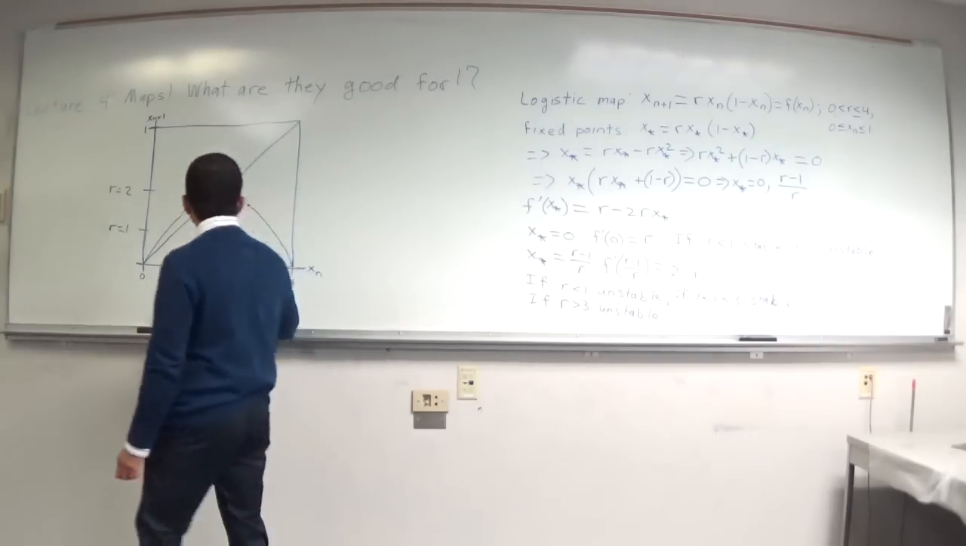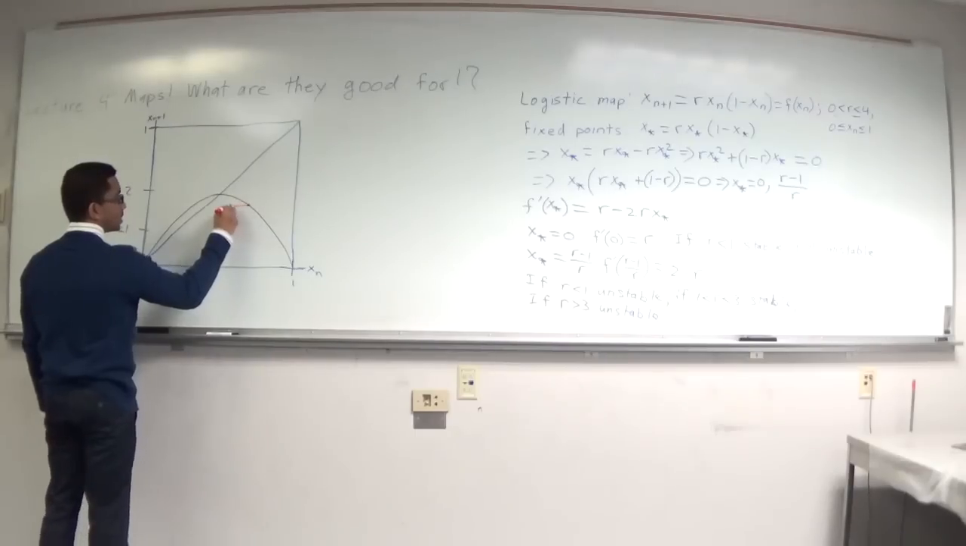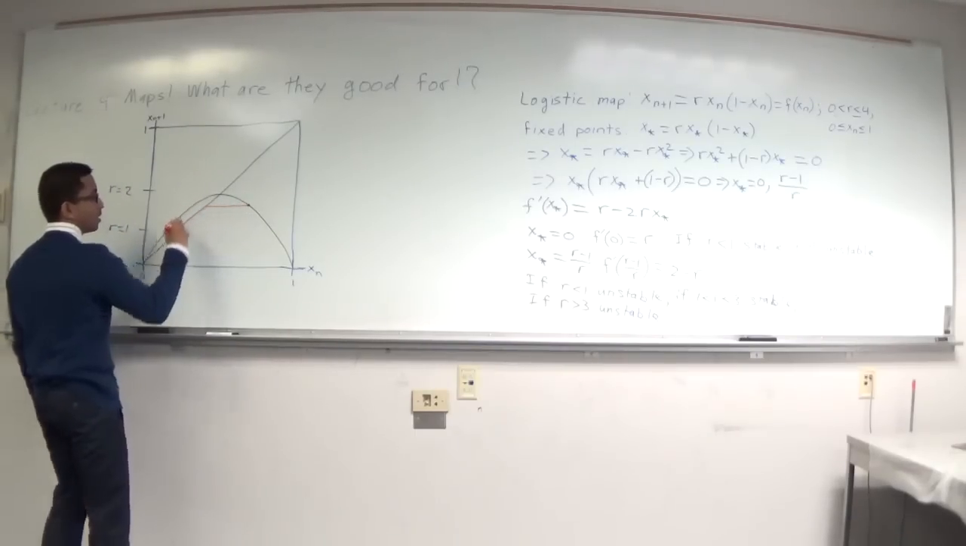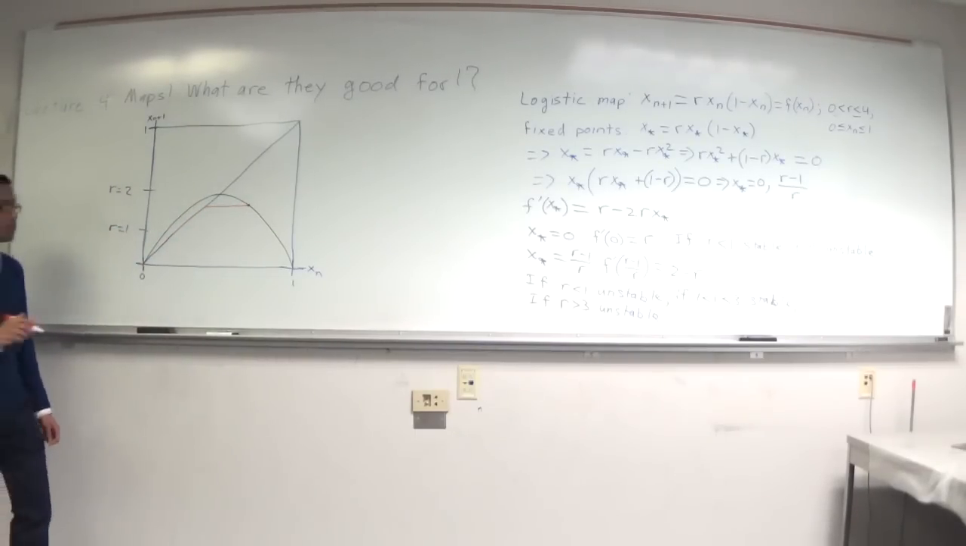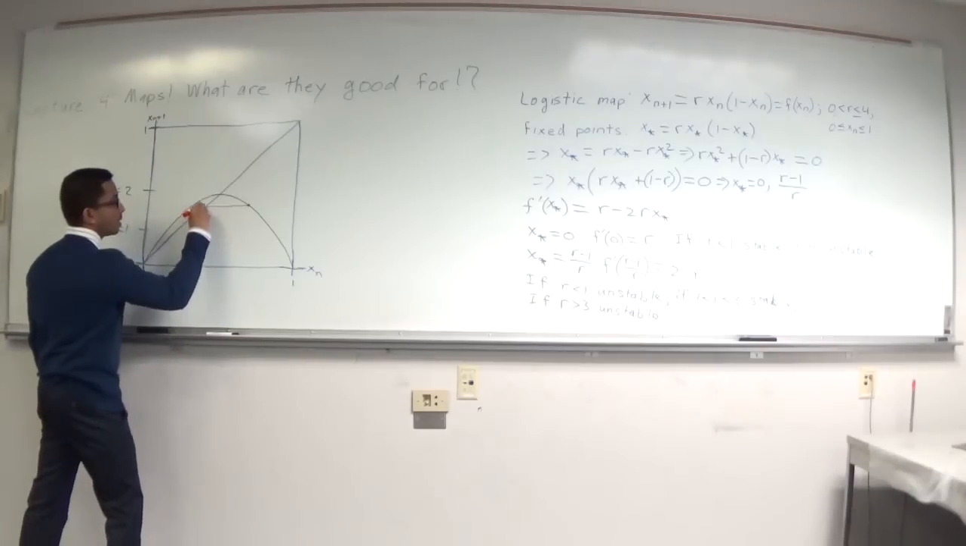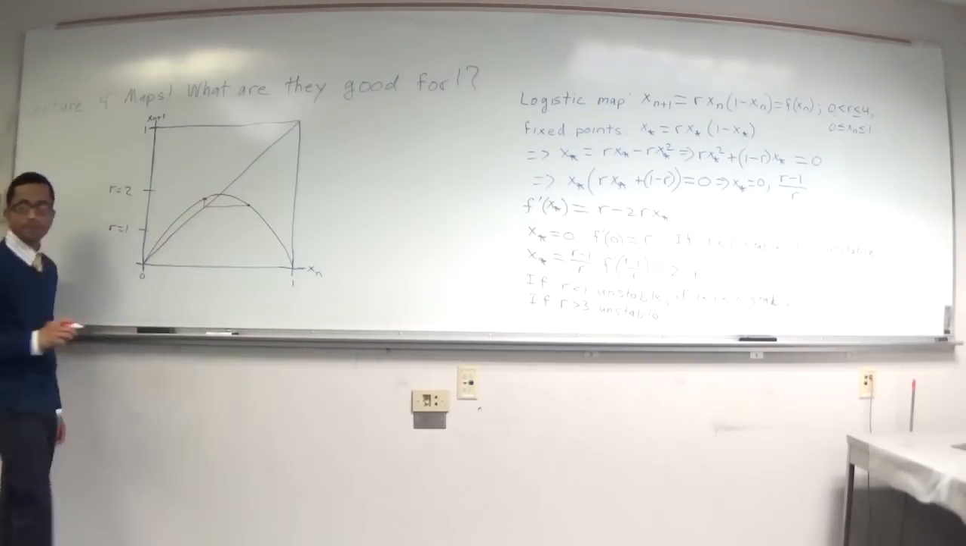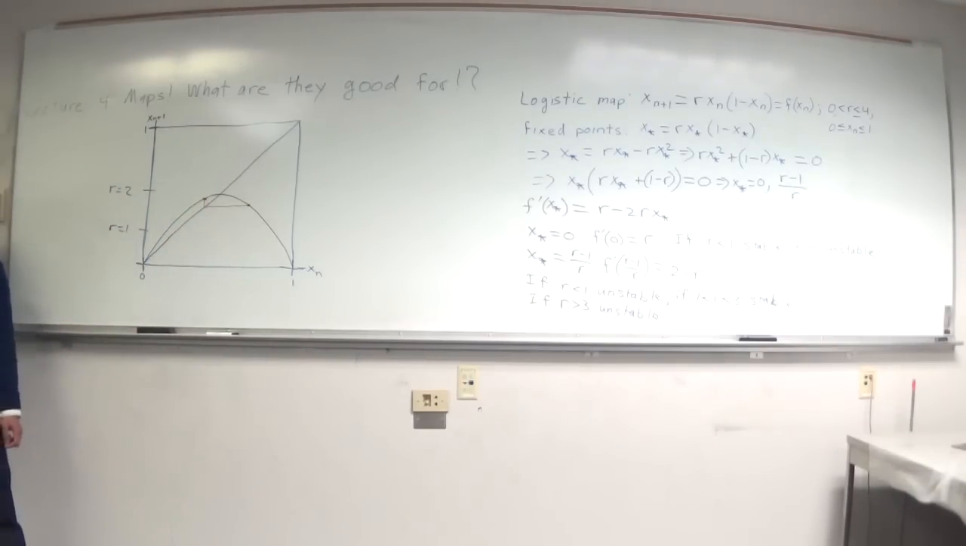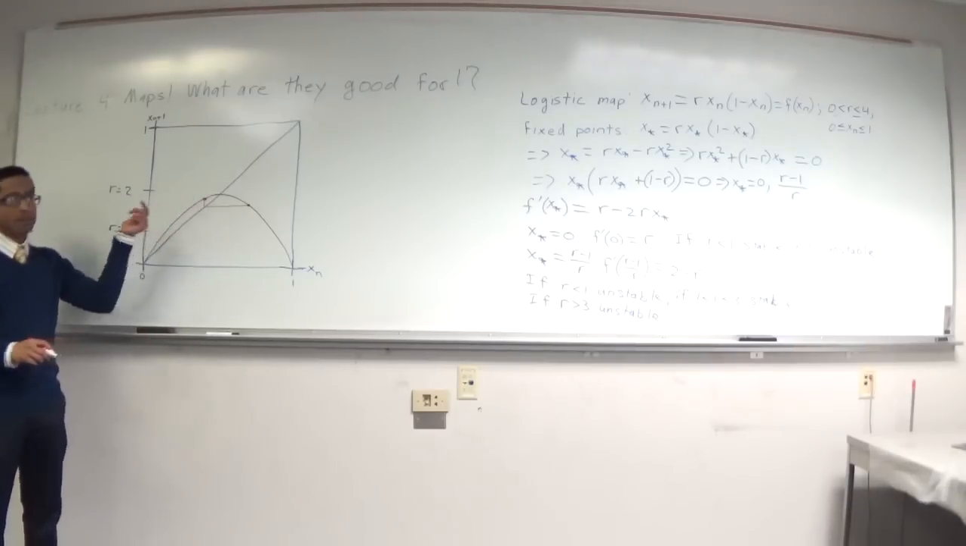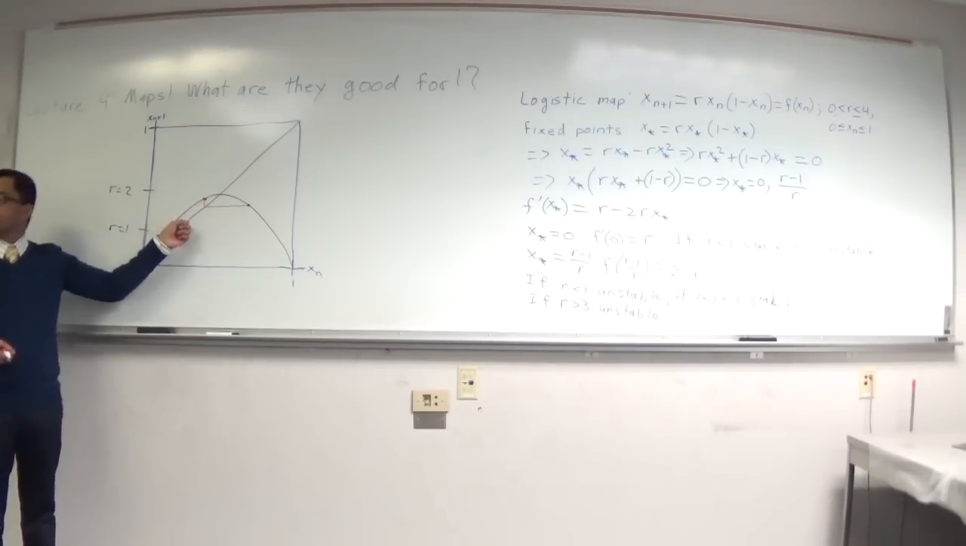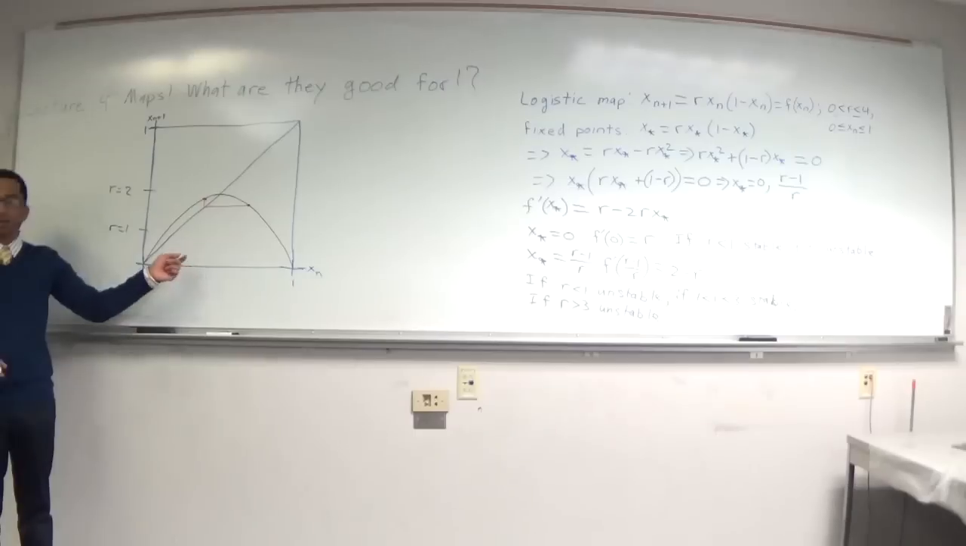So then, as we did before, we're going to go to the left, and then we're going to go up to get our next point. So for the complete plot, we go left and right to get to the line y equals x, and then we're going to go up and down, up or down, to get to our f of x.